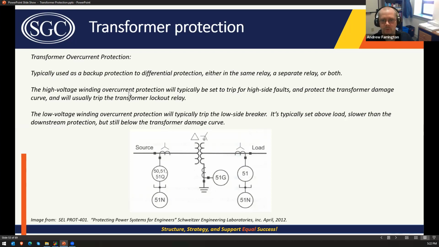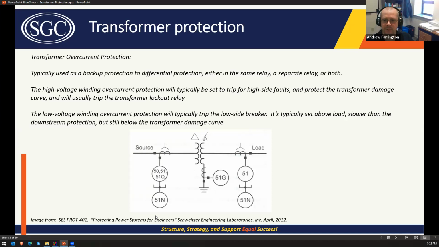Okay, next, the most common form of protection for transformers is transformer overcurrent protection, which is usually just used as a backup to the transformer differential protection. It's either in the same relay or a separate relay, or sometimes both. You have high voltage winding, often referred to as high side overcurrent, low side overcurrent, and then you'll often get an overcurrent element for the transformer neutral if you've got a grounded Y winding neutral.